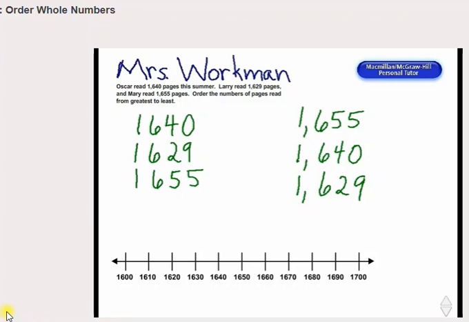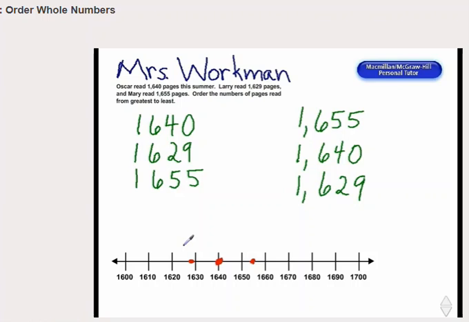Now another way to think about this, or to check our work, is to plot the points on a number line, which you see here. So I'll plot these. 1,640 is right here. 1,629 is going to be between these, and it's going to be very close to 1,630 right there. And 1,655 is going to be right in the middle, right here.